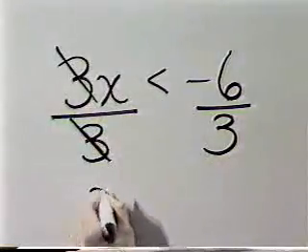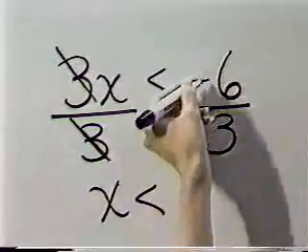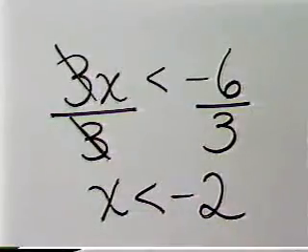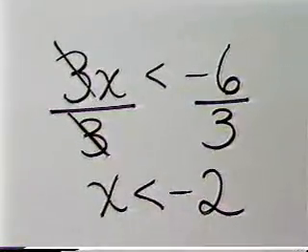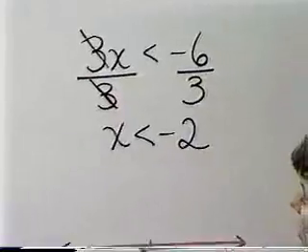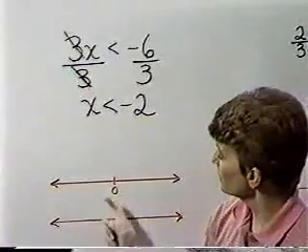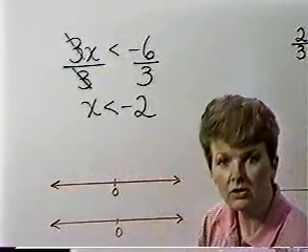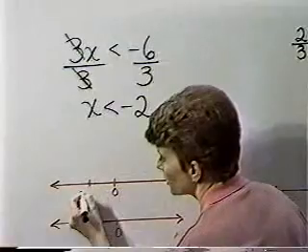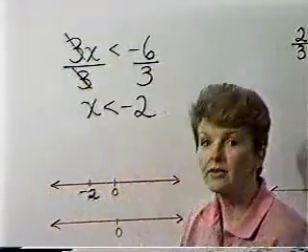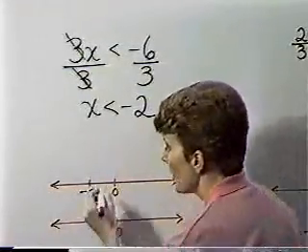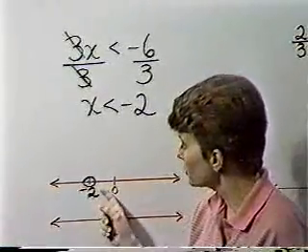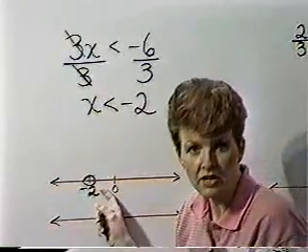Here, if I simplify, I'll have x less than negative 6 divided by 3, or negative 2. This is my solution. Let's graph the solution to this linear inequality. Here's a number line. Here's 0. For x less than negative 2, I'll find negative 2 on my number line. Since I have strictly less than negative 2, I'll place an open circle on negative 2. I'm going to use open circle, closed circle notation here.